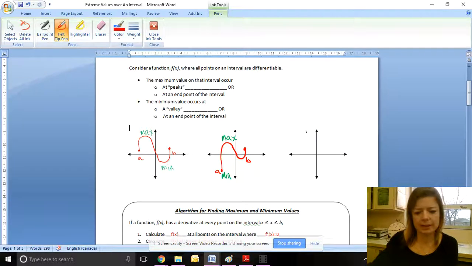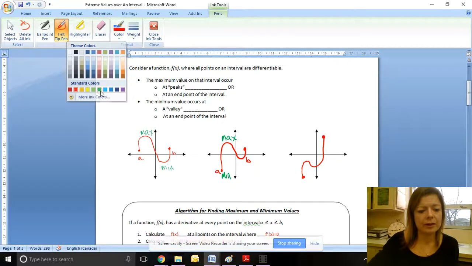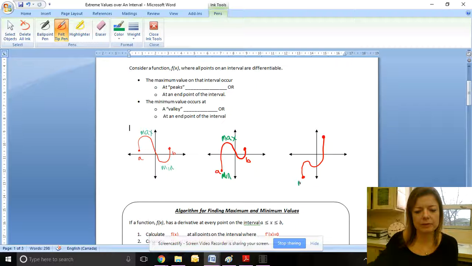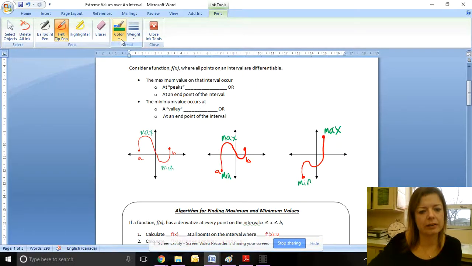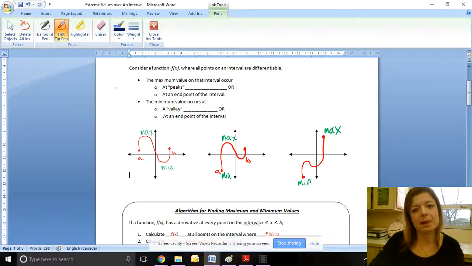Similarly, we can have something like this where we go up like this, and then we end up here, a bit lower. So in this case, our min and our max are at the endpoints. They are not at all where the derivative is 0. So basically today, we're just constructing an algorithm for how to find those min and max points.